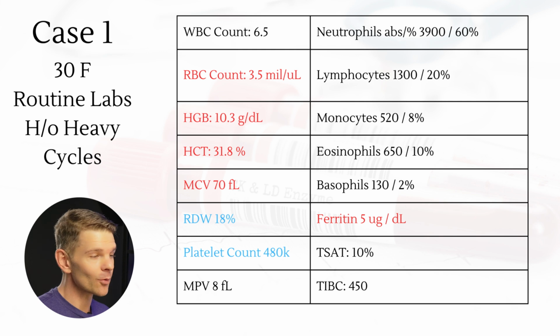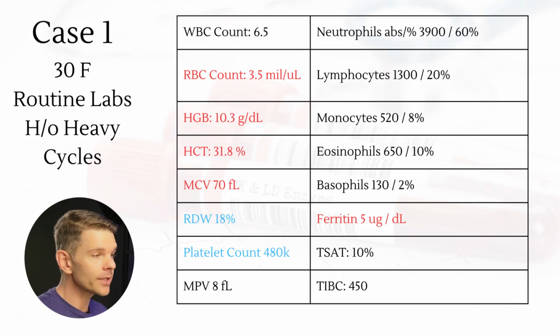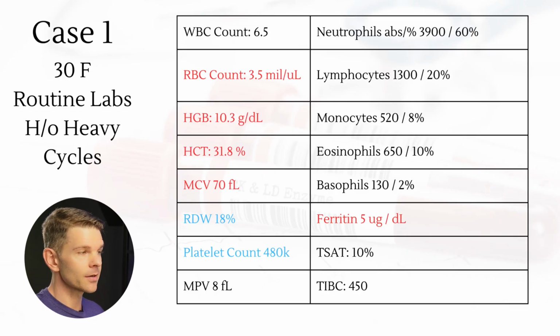The hemoglobin. Remember, hemoglobin is the protein that carries oxygen. Less hemoglobin equals less ability to carry oxygen. All the other red blood cell index abnormalities, including hematocrit, MCV, and RDW, will follow hemoglobin. Her hemoglobin is moderately low at 10.3 grams per deciliter. For a woman, anything lower than 12 is anemia.